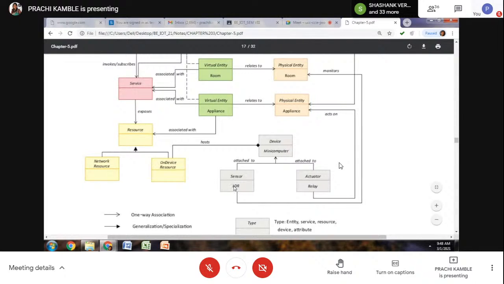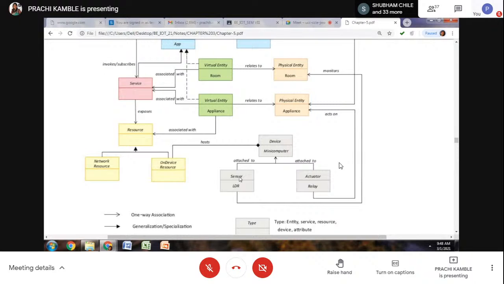Here you can see the first level, that is the sensor. The sensor will gather the information, that is the change in the light intensity in the room. It is attached to your mini computer. So first of all, we start from the sensing part, gathering the light intensity information, and it is sending it to the device microcomputer. Then it goes to the on-device resources, which it will store locally, and network resources.